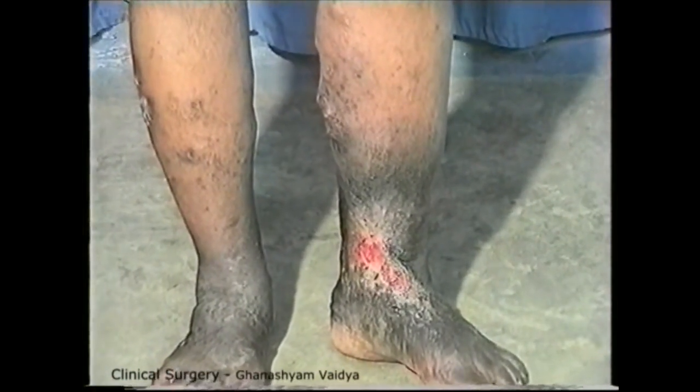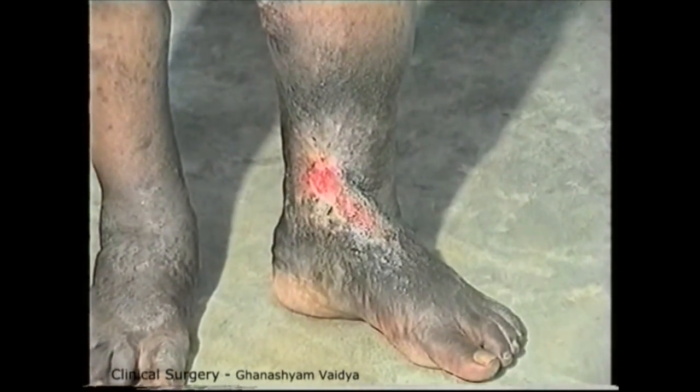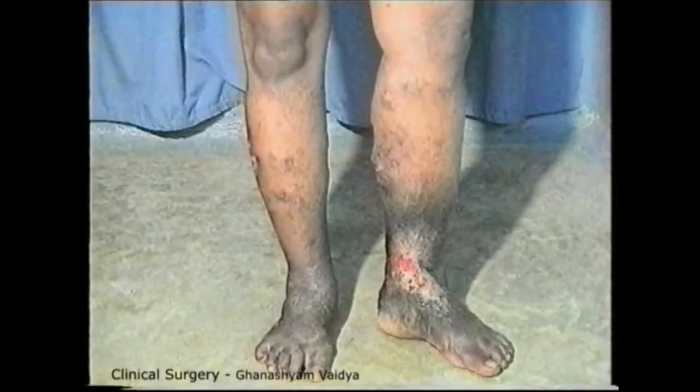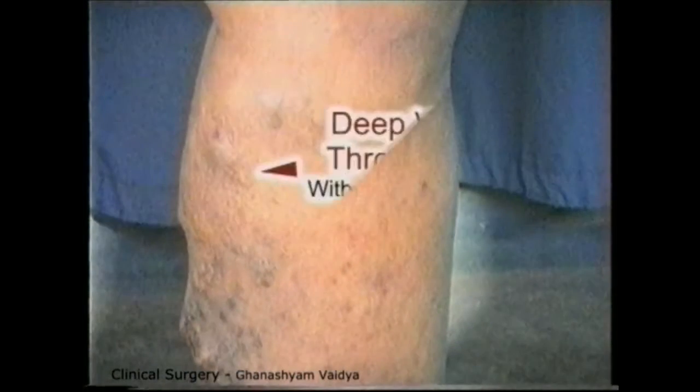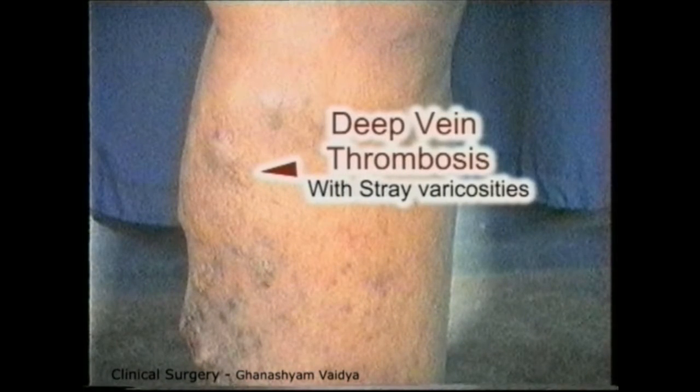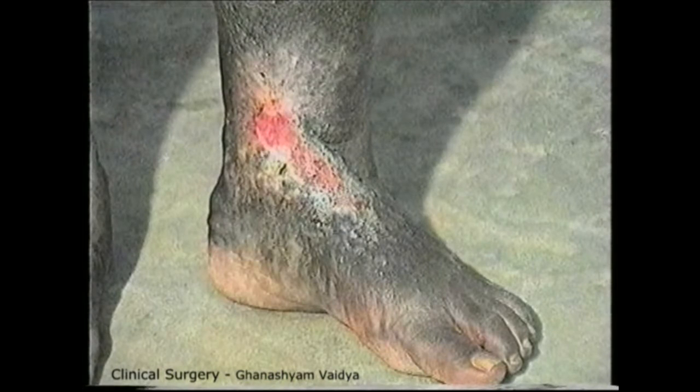Note its typical location over the medial aspect of the lower third of the leg, also termed as the gaiter area. Then note the surrounding dark pigmentation and the dilated veins. Varicose ulcer is more commonly seen after deep vein thrombosis and sometimes with primary varicose veins. Deep vein thrombosis damages the walls of the deep veins of the leg, so the blood is pumped into the superficial veins, particularly on the medial side where the perforating veins are situated.